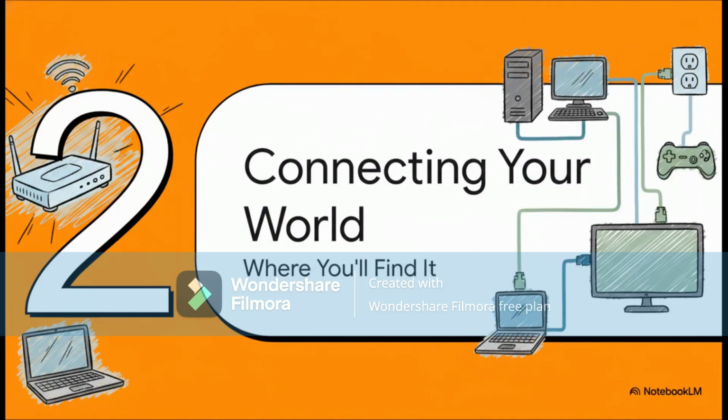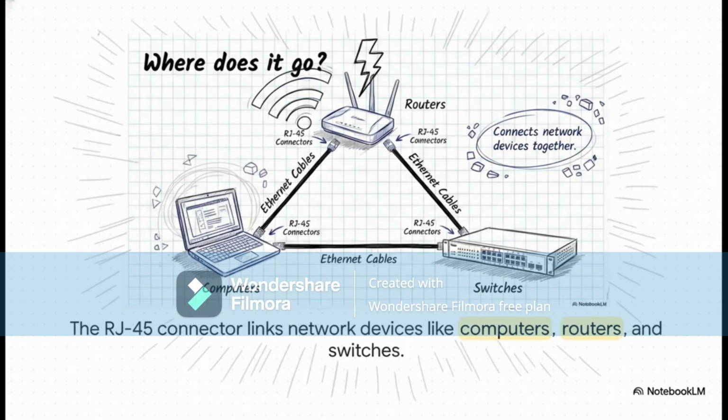Okay, so we know what it is, but where do you actually run into this thing in real life? Let's take a look. I guarantee you've seen these everywhere. The RJ45 is literally the physical handshake that connects your devices to a network. It's that little plastic plug on the end of the cable running from your laptop, your PlayStation, or your Xbox straight into your router. It's the key that unlocks that solid wired connection to the internet.